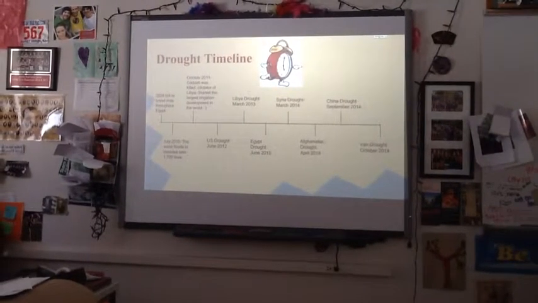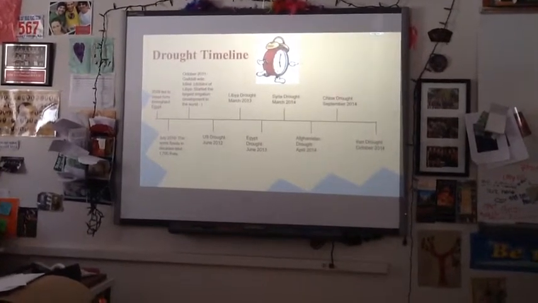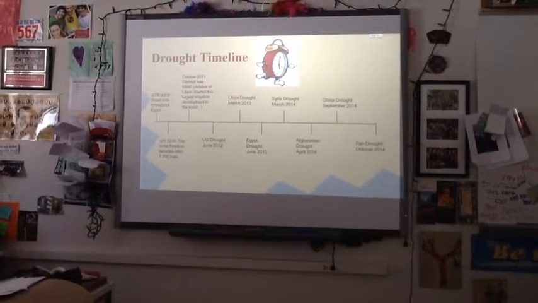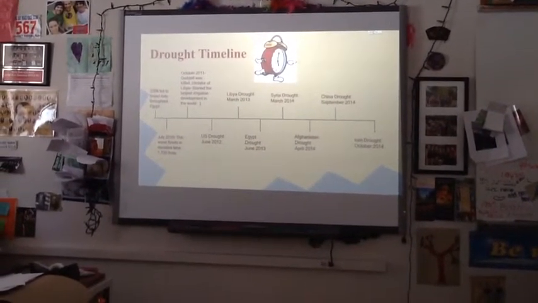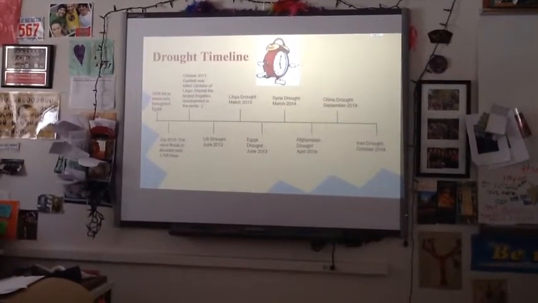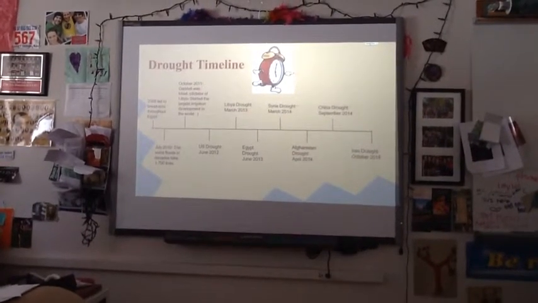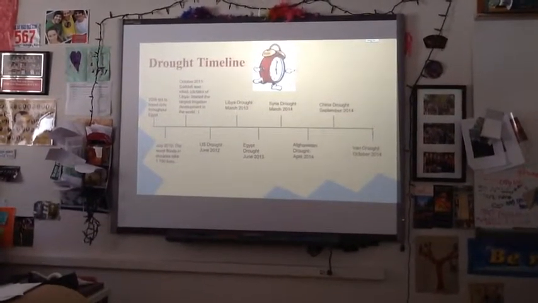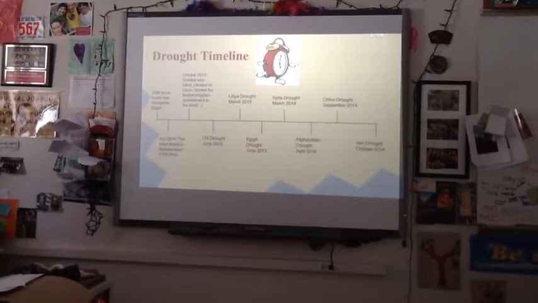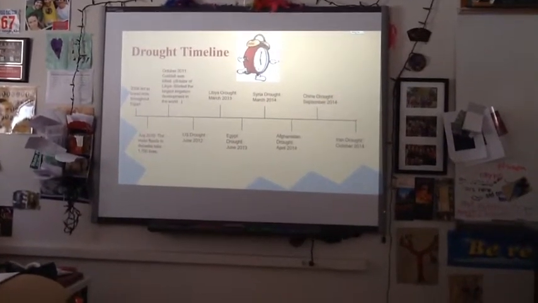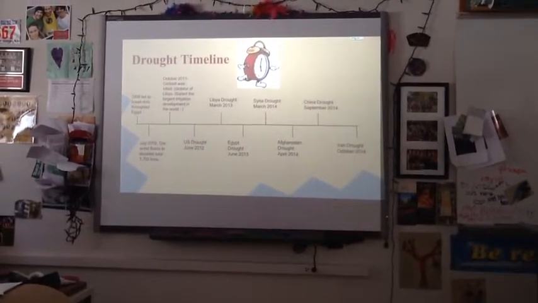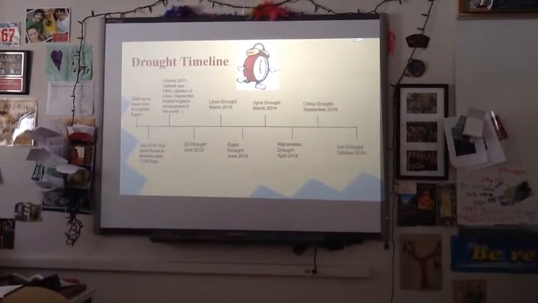So here's our drought timeline. So some of the major events. In 2008, there were bread riots throughout Egypt, which also resulted in a couple of deaths. And the U.S. itself experienced a drought in June 2012. We had a shortage in wheat. And at the end of 2014, Iran also experienced a drought.